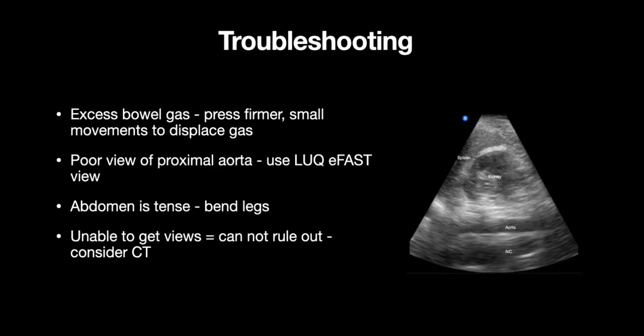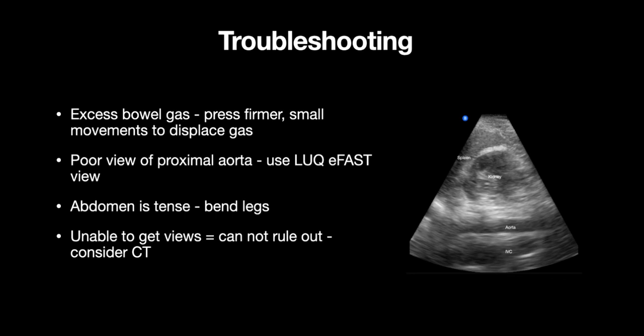Troubleshooting. Quite commonly, excess bowel gas gets in the way. So what can you do about that? Well, often it's a case you just need to press a bit firmer. Now, obviously, the demographic of patient in whom you're going to be doing this scan may not tolerate you pressing firmer. A lot of these patients, even if they don't turn out to have an aneurysm, firstly, they've come in with abdominal pain, so are likely to be tender in their abdomen, but also may have other pathology that produces gas or otherwise obscures your view. So it may be that you can't actually press any firmer, but if you can, pressing firmer may help displace some of the air that sits between the probe and what you're trying to look at.